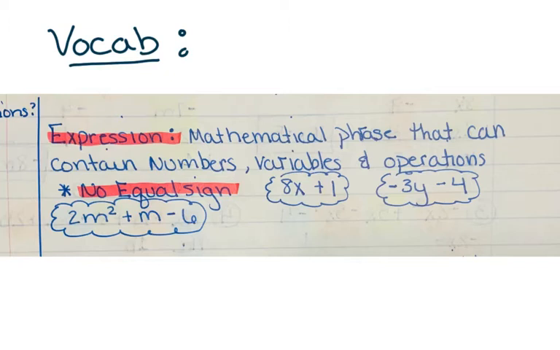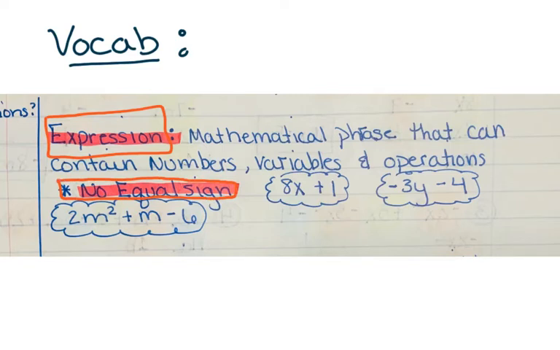Before we begin, we're going to focus on some vocabulary. Our first vocab word is expressions. It's a mathematical phrase that can contain numbers, variables, and operations. There is no equal sign. So I have some examples here.